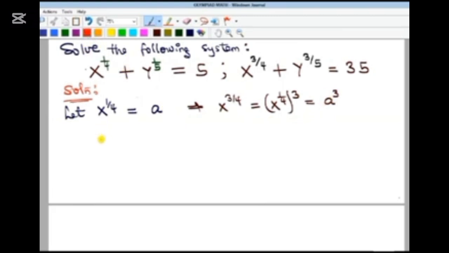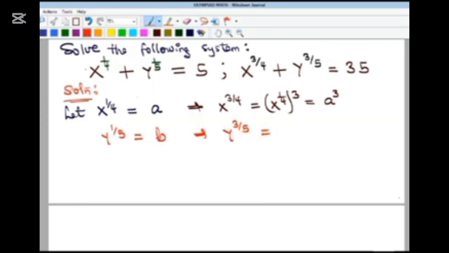And then we can also say let x to the power of... y this time around. We are done with x, so we go to y. So we can say let y to the power of 1/5, which is in equation 1, be b. And if we do that, it will also affect the y in equation 2. You can see that y in equation 2 is to the power of 3/5.